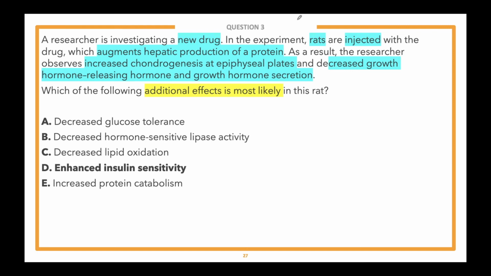Answer choice B, decreased hormone-sensitive lipase activity. That's an effect of insulin. That's not what's being produced here, that hepatic production. And then lastly, answer choice A, decreased glucose tolerance. That's a result of decreased insulin sensitivity, which could also be caused by growth hormone as well as other things. So also kind of opposite of, as we mentioned. So the best answer choice here would be D.